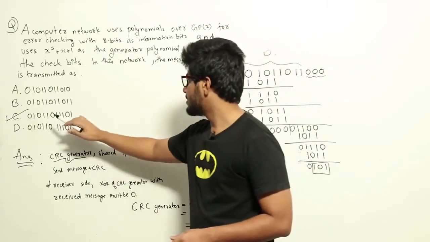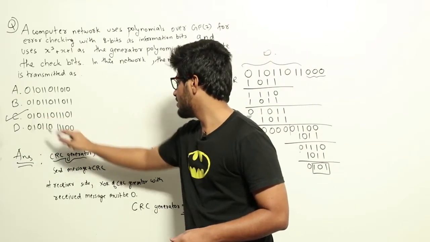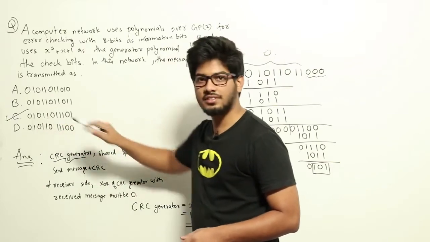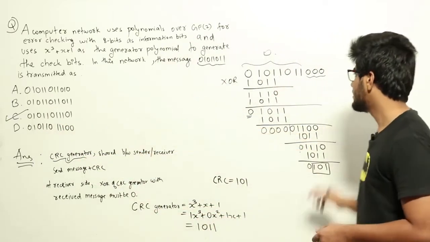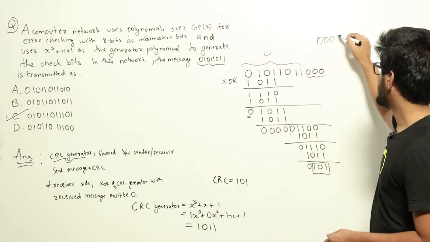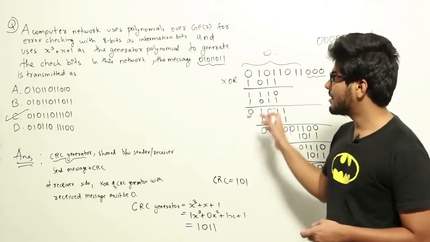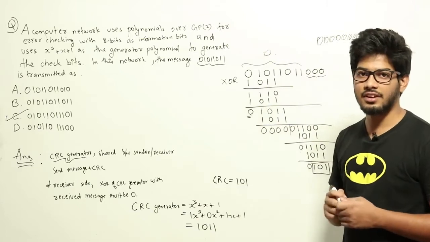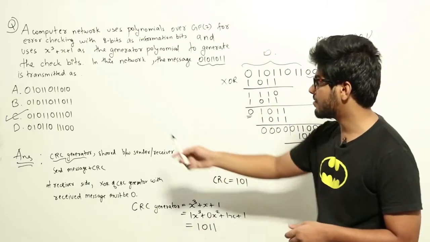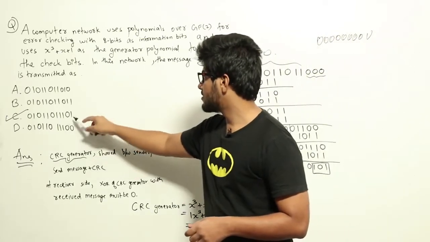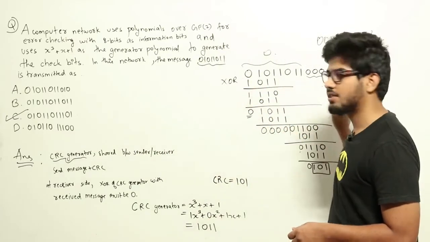So the receiver will start XOR with the CRC generator on whatever message is received, and at the end the receiver will see that everything will become 0, including the last 3 bits. Now that means that the message has been transmitted without any error. This is CRC. You can verify by XORing this with 1011 and see that everything becomes zero.